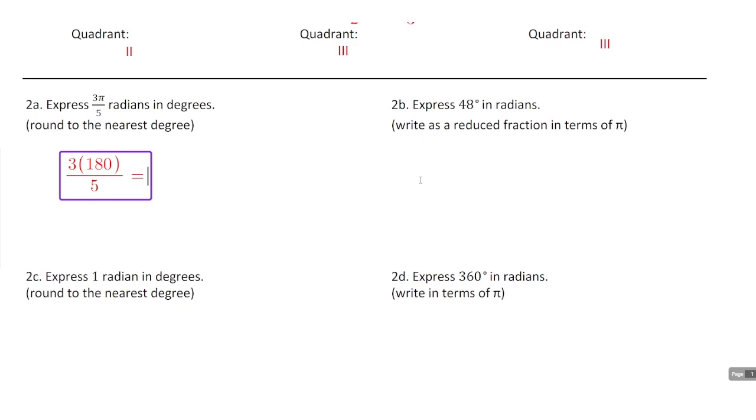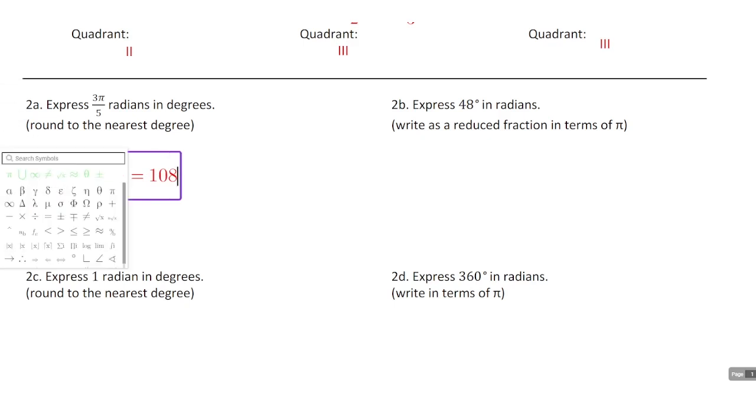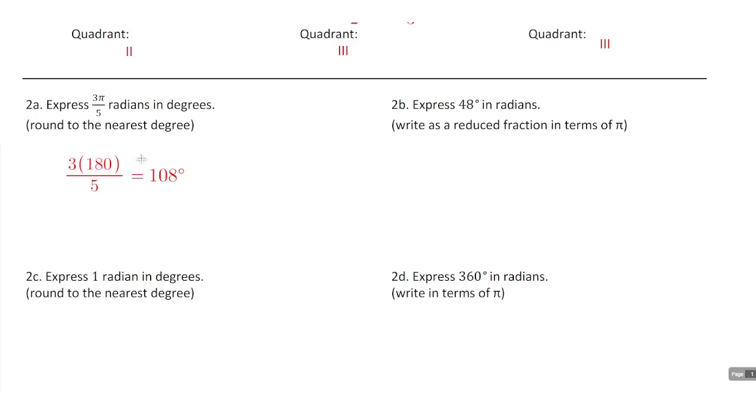So 3 times 180 divided by 5. I'm just typing this in the calculator. It's going to be 108. So it's going to be 108 degrees. And this particular one, we do not need to round because it's already a whole number. So yeah, 108 degrees for this one.